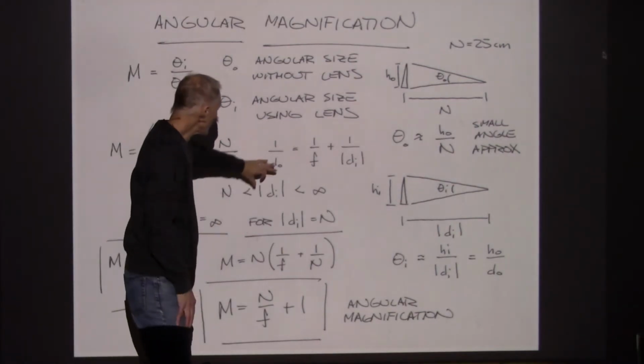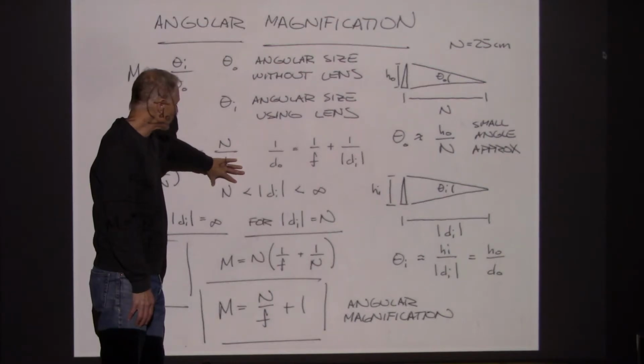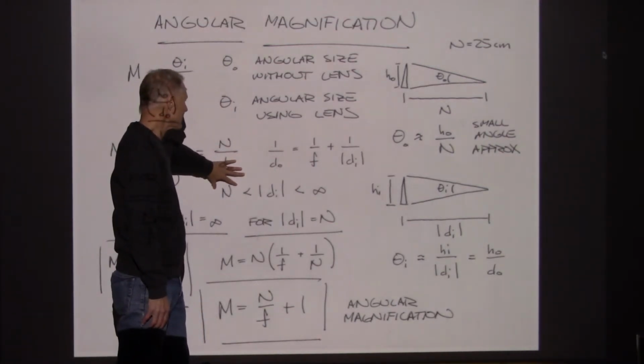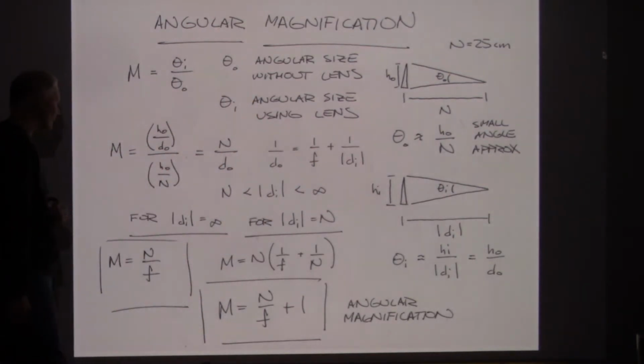So the image needs to be outside the near point. It can be all the way out to infinity, but it's got to be outside the near point. So that's the range of values we could have. All right, let's plug that in and see what we get.